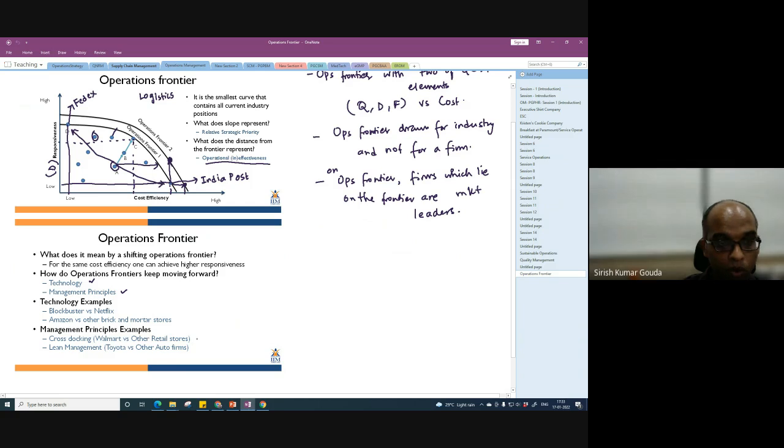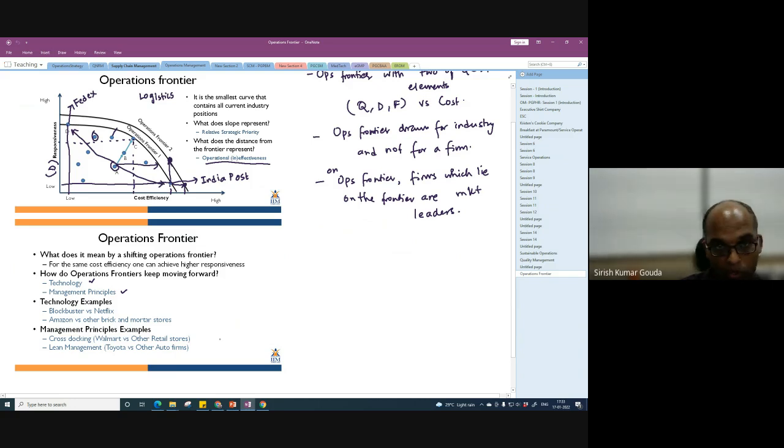For example, cross docking brought about a change in terms of responsiveness. Did this increase the cost for the organization? Very little, right? Now, what about lean management? Lean management again brought in an improvement in quality at almost zero cost, right? So that's how organizations change.